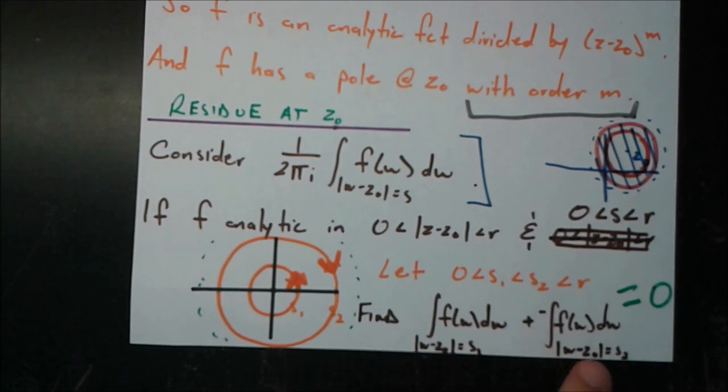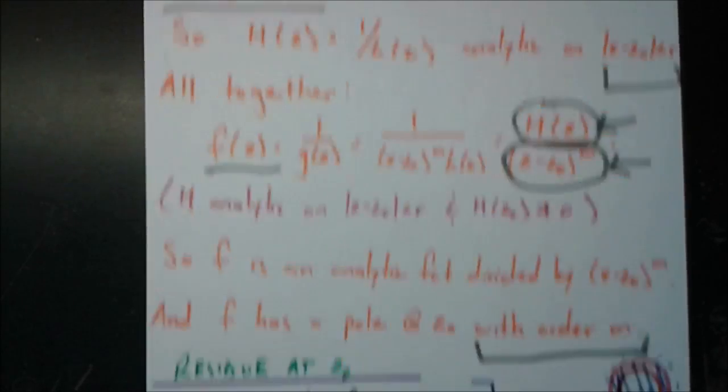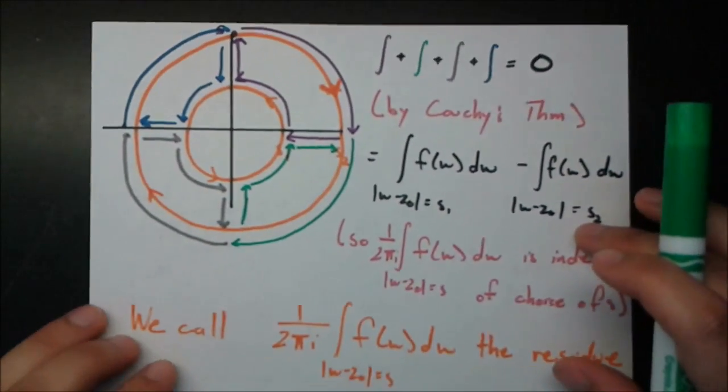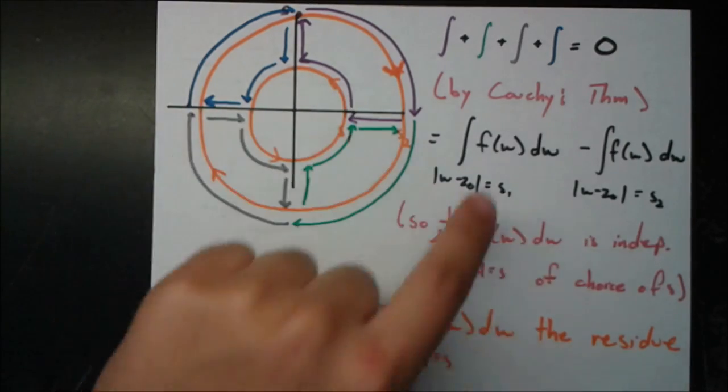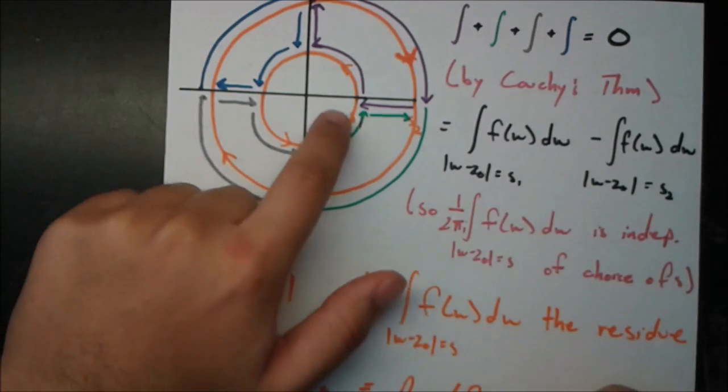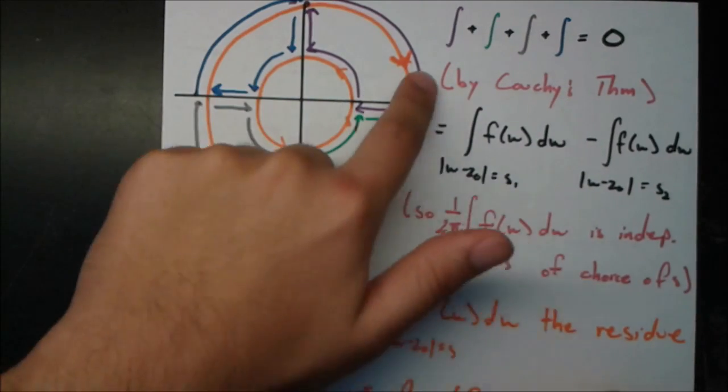Because if they're equal to 0, then that means these both are equal to each other. And let's just do that right here, last thing. So this is a pretty clever way to do it. These orange circles are the same circles on the other side of the paper. This one's the S1 circle, this one's the S2 circle.